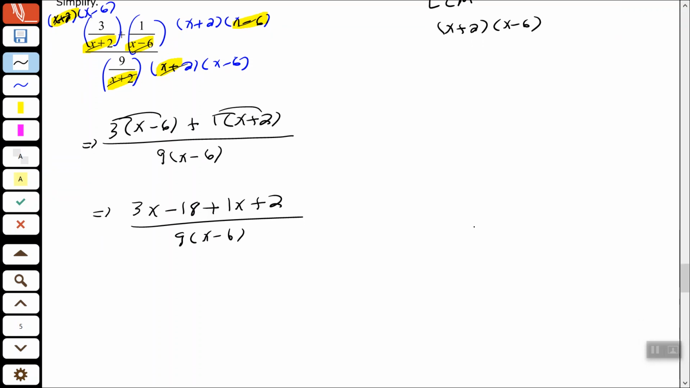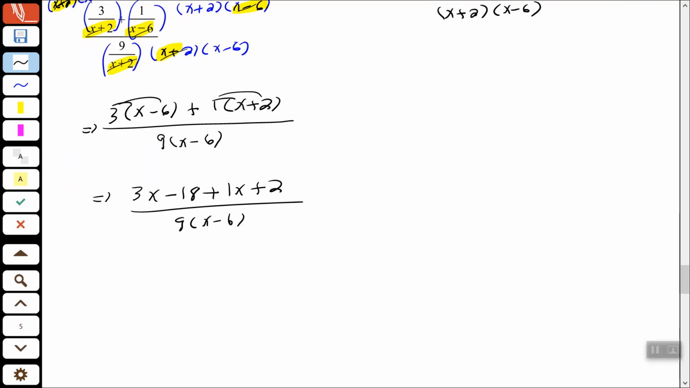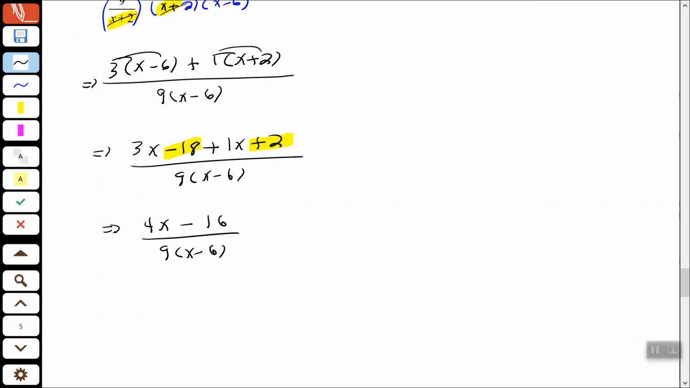Okay. So after we use the distributive property, let's combine like terms. I have 3x plus 1x, which is 4x. And then I have negative 18 plus 2, which gives me negative 16 or minus 16. All right. I see I can factor out. I have a common factor of 4 in my numerator, so I'm going to factor out the GCF of 4 out of my numerator.